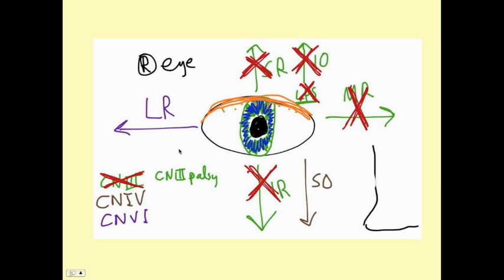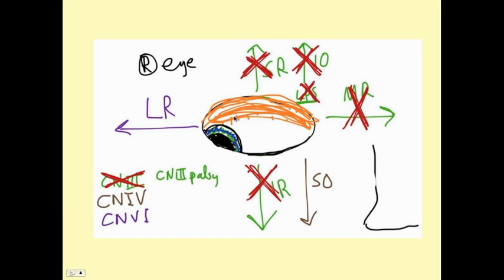And the down and out look is a CN3 palsy, an ipsilateral CN3 palsy. The other eye will be normal, presuming that you don't have a CN3 palsy on that side either.